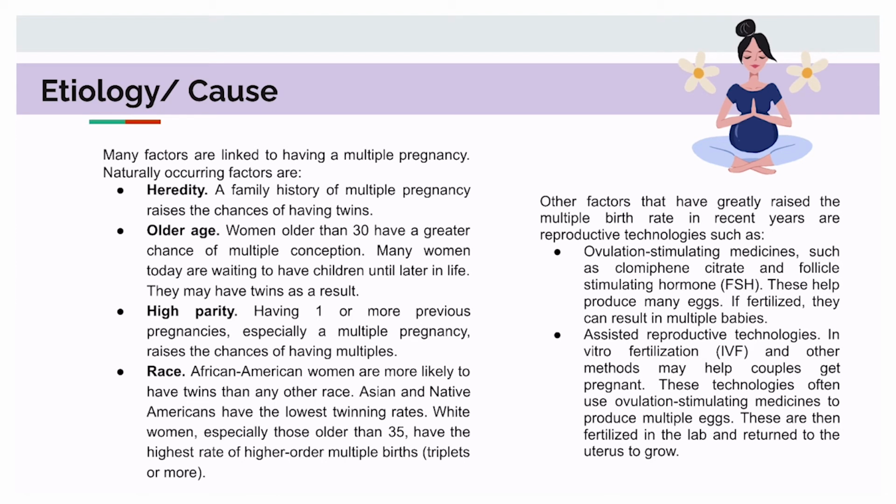Lastly is the assisted reproductive technologies. In vitro fertilization or IVF and other methods may help couples get pregnant. These technologies often use ovulation stimulating medicines to produce multiple eggs. These are then fertilized in the lab and returned to the uterus to grow.